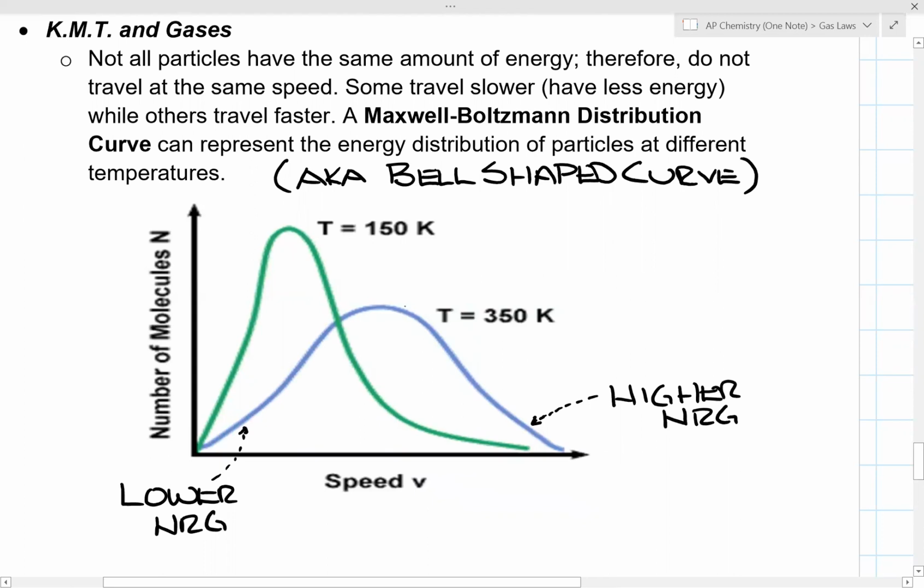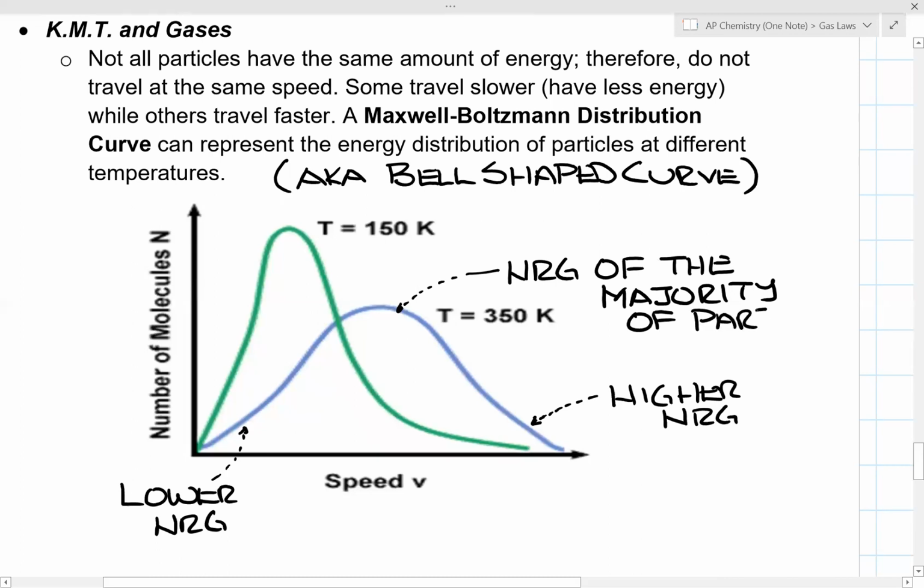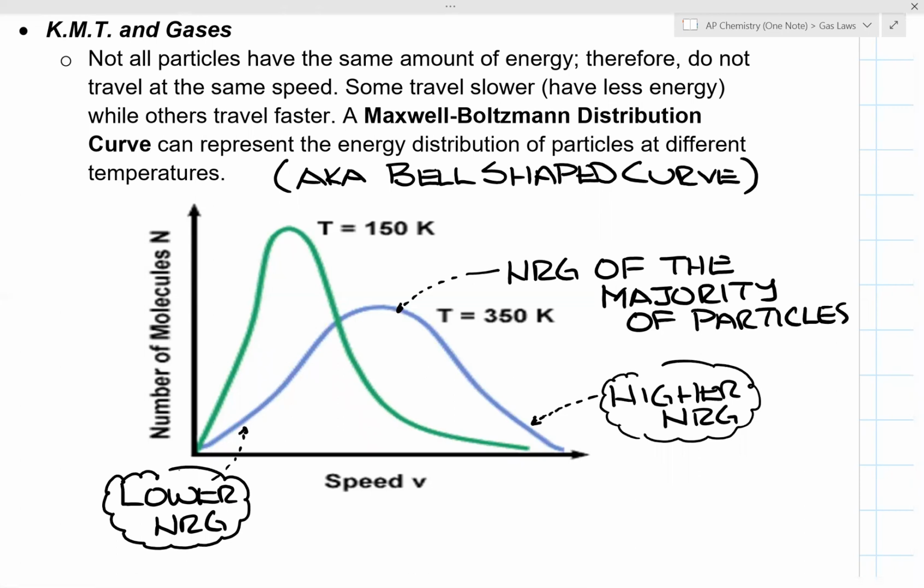Okay, and what happens is this peak here, this is the energy of the majority of particles. Now, an example of a bell-shaped curve would be like your class results. Some of you with higher energy would be like those students with higher grades. Not all of you have higher grades. Not all of you are getting 90%. Conversely, lower energy would be like not a lot of you are getting 10% in the class. The energy of the majority of the particles would be like the class average.